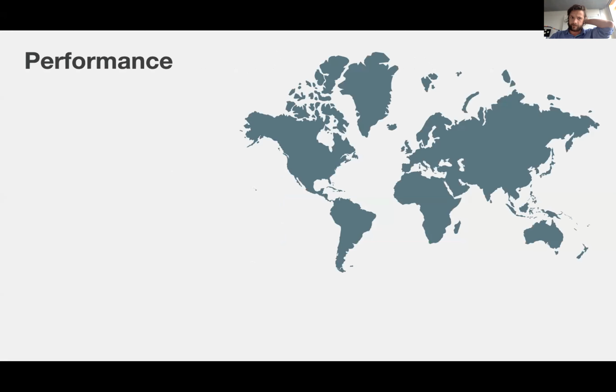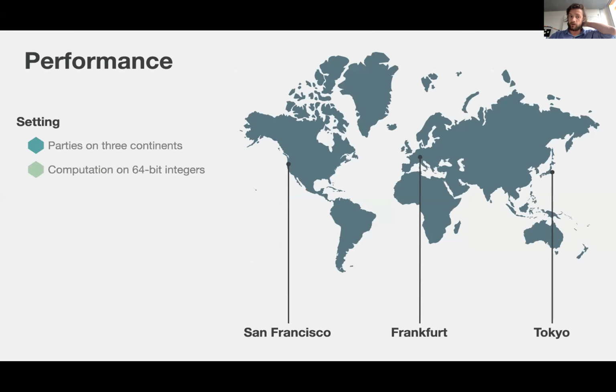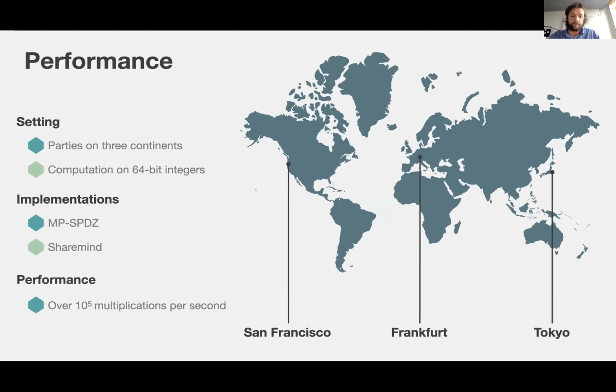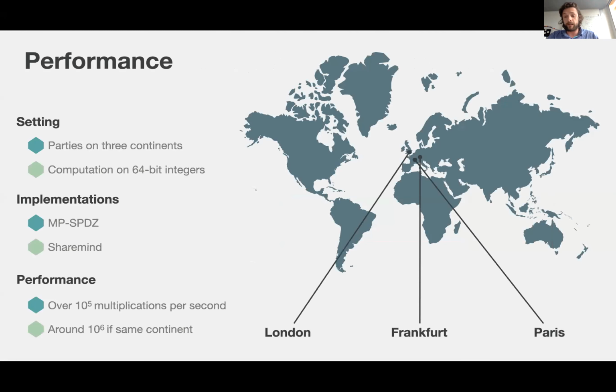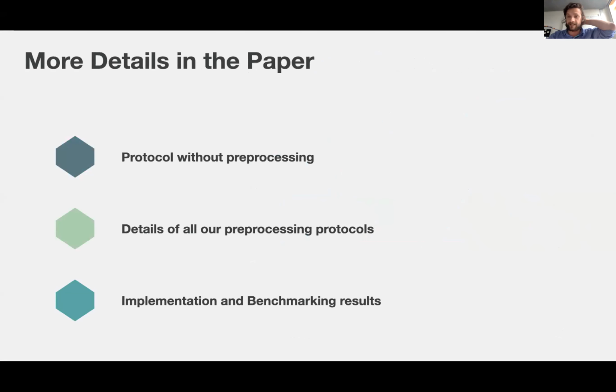And we implemented this stuff and checked how fast it is. So basically we have 3 parties on 3 different continents, and we did computations over 64-bit integers. The implementations are in MP-SPDZ and ShareMind, and we could get over 10 to the 5 multiplications per second. And if the parties were on the same continent, then we could get around 10 to the 6 multiplications per second.